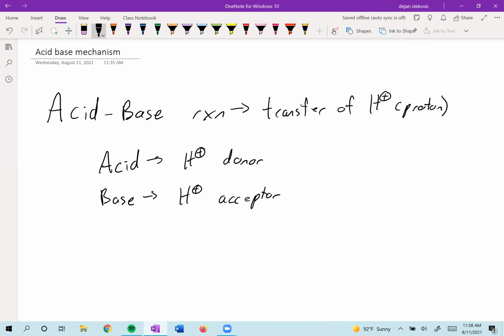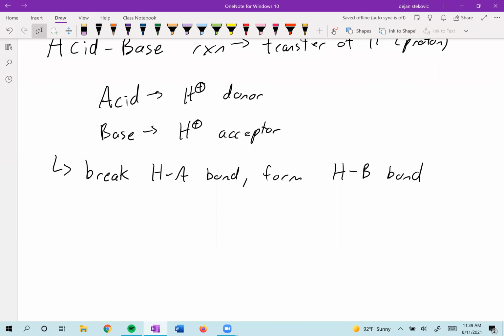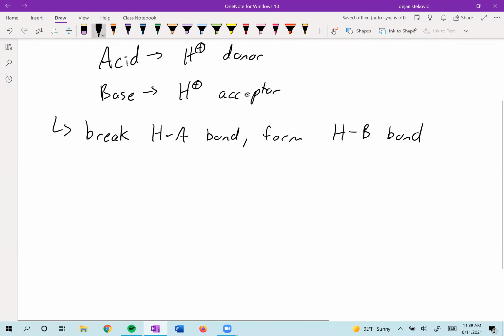And so this kind of vocabulary messes students up, but let's think about what's going to happen here. We're going to break the hydrogen acid bond. That way we can donate this H+, and then we're going to form the hydrogen base bond. That way the base is now accepting our H+. But remember, with reaction mechanisms, what we show is the flow of electrons, not of H+. So let's take a look at an example.